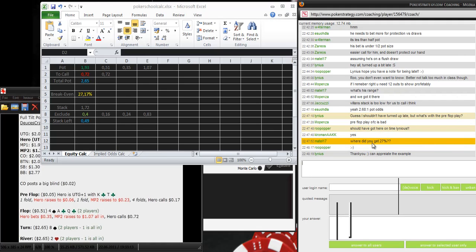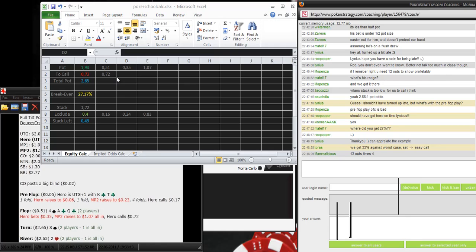Where did you get 27%? How did I get it? For equity calculations, you practically add all the total pot, which is 51 cents, and you add the hero bet, which is 35 cents, and you add the MP2 stack, which for him is all in, $1.07.